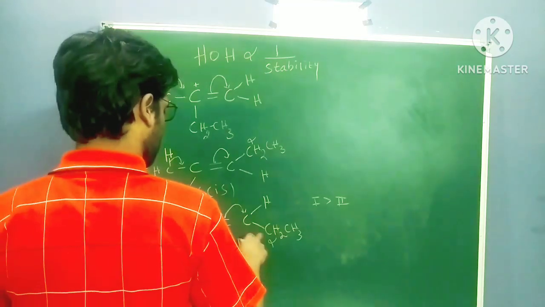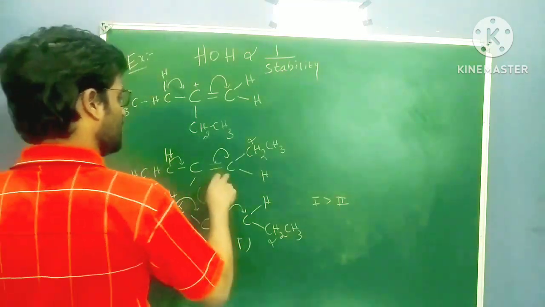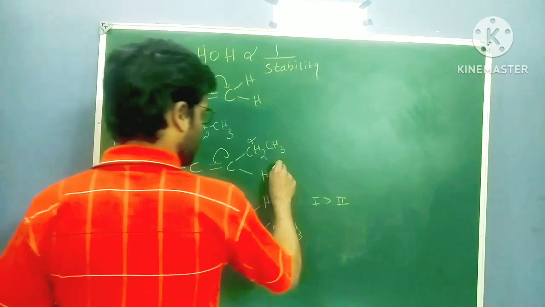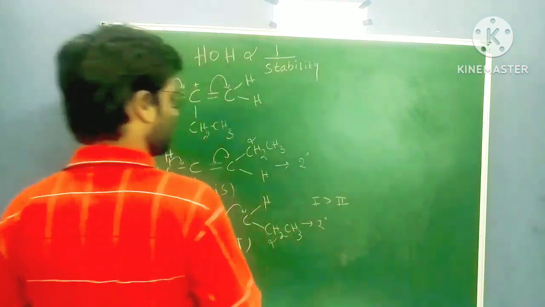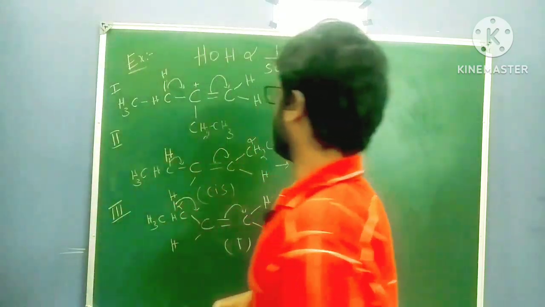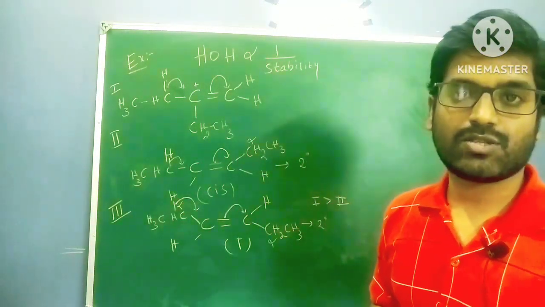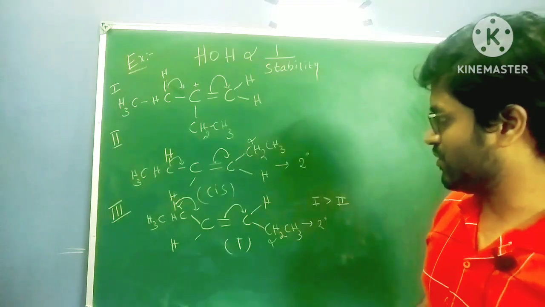Now this carbanion, 1, 2, is secondary. So this is secondary carbanion, and this is also secondary carbanion. Now according to the reactive intermediates also, stability is the same. Now what do you have to do?